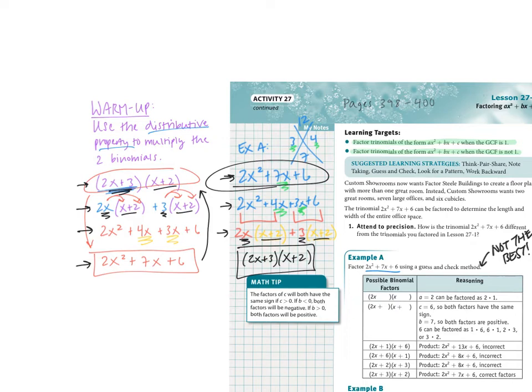Like I said, if you wanted to double check this factoring by multiplying, I mean, we kind of already did the distributive property ahead of time to show that, but that's one way to do that.